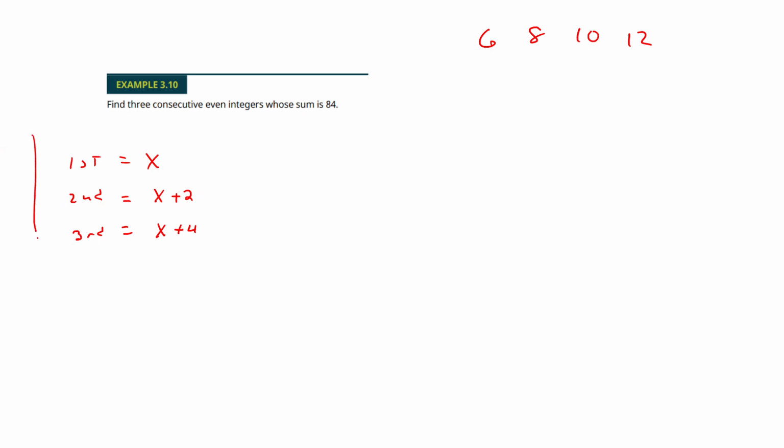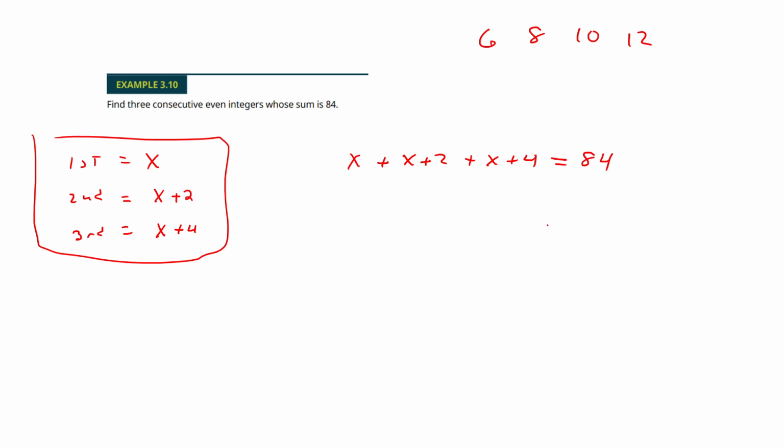So now I have a new dictionary here. Now I still add them up, so that's not going to change. First number, all of this is the second number, and all of this is the third number in math language. And it is 84. Okay, we clean that up. I got 3x plus 6 equals 84. Now we're going to solve that.